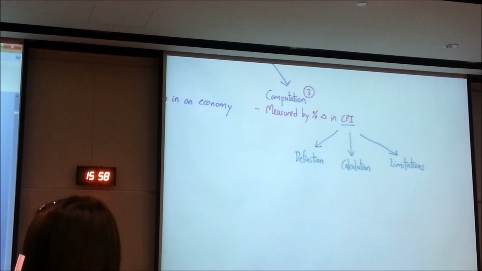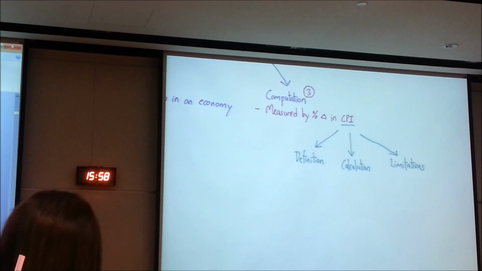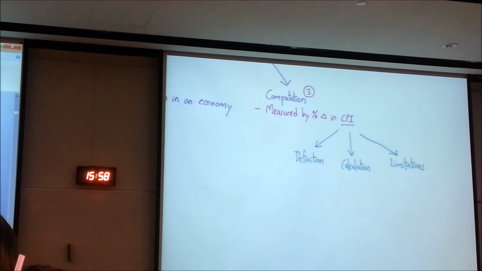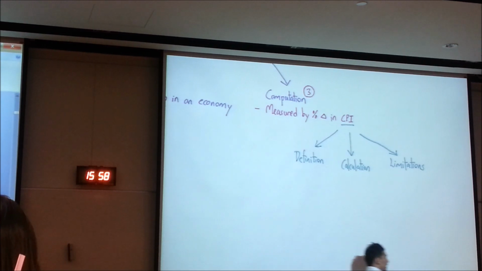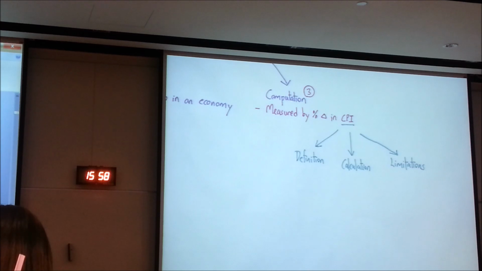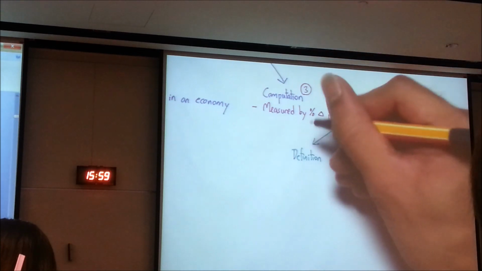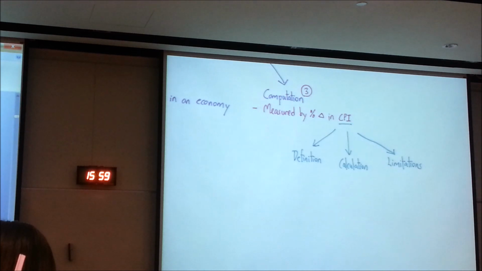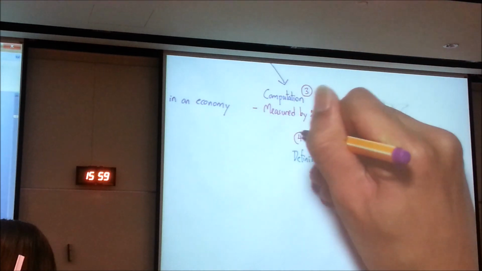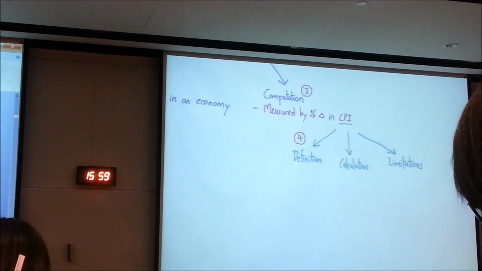The key point: you must write the cost of a standard basket of goods and services, and the cost of the same basket of goods and services in the base year. So this is CPI. Definition will be better enhanced with calculation. How do you construct CPI? Calculation is at slide 4.